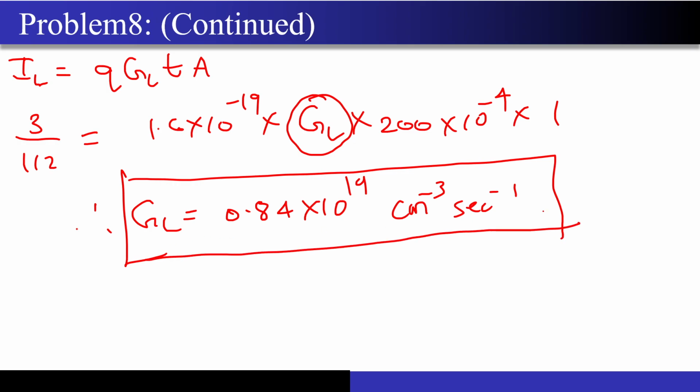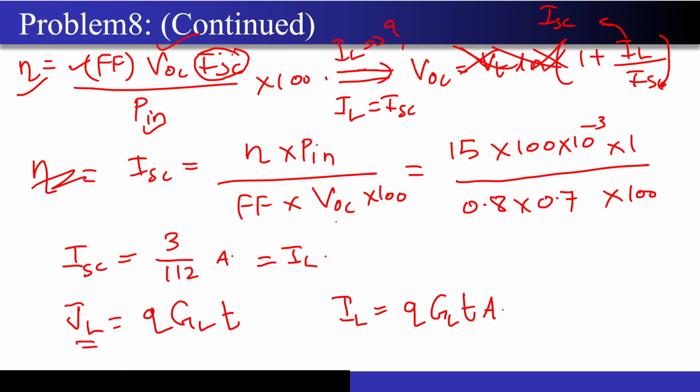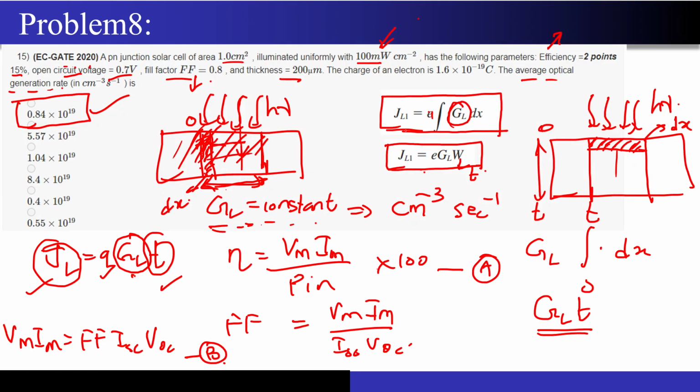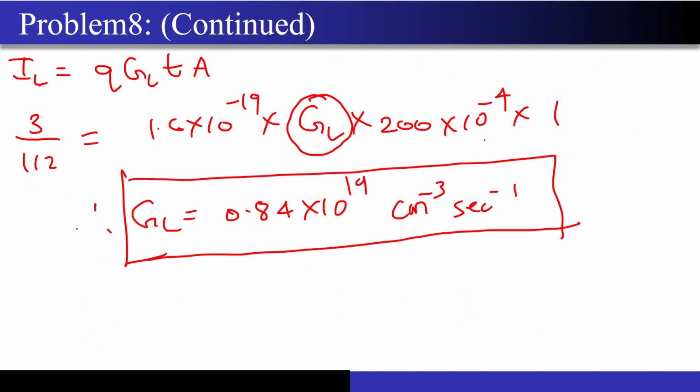Now let's check whether this matches with the option or not. Yeah, correct. We have the option over here, 0.84 into 10 to the power 19. So this is the correct answer. I hope this question was clear. Again, a little bit tricky numerical. We had to use a lot of formulas, and the tricky part was actually using these two equations. This should have clicked in your mind, that we have to use these equations while solving the question. I hope this part is very much clear to you.